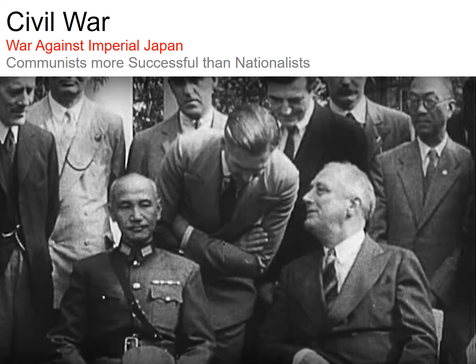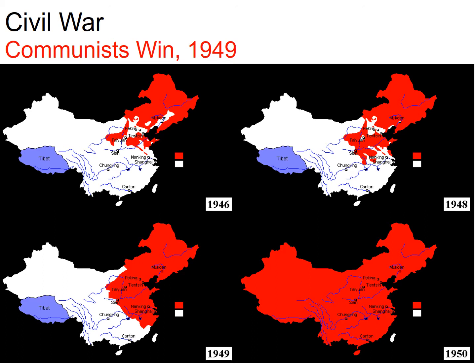Despite the nationalists' close relationship with, see, for example, the United States, here's Chiang Kai-shek meeting with President Franklin Delano Roosevelt. The communists win the Civil War. As you can see on this map, they move from the northeast of China, slowly taking more and more territory, including Tibet, and the young Dalai Lama, who's still with us, escapes to the west.